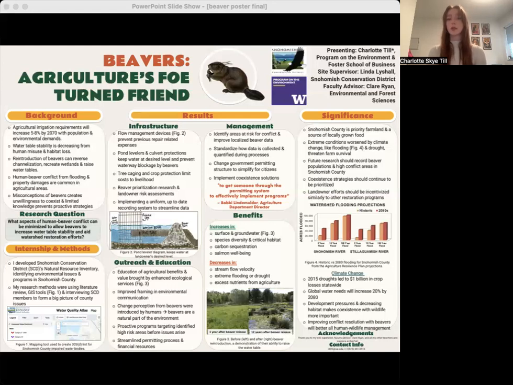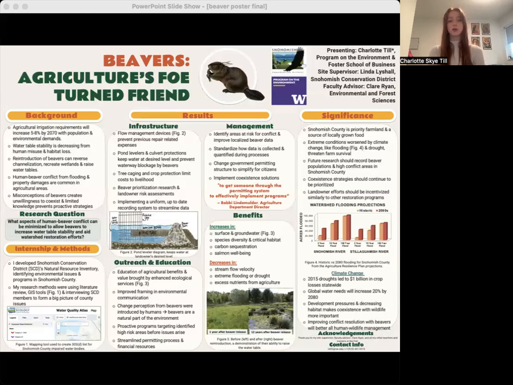If agriculture can overcome conflict with beavers, many landowners will notice the benefits of having beavers nearby. These benefits include increases in surface and groundwater, species diversity, carbon sequestration, and salmon well-being. Beaver activity also decreases streamflow velocity, lessens extreme flooding and drought, and captures excess nutrient runoff from agricultural activities.